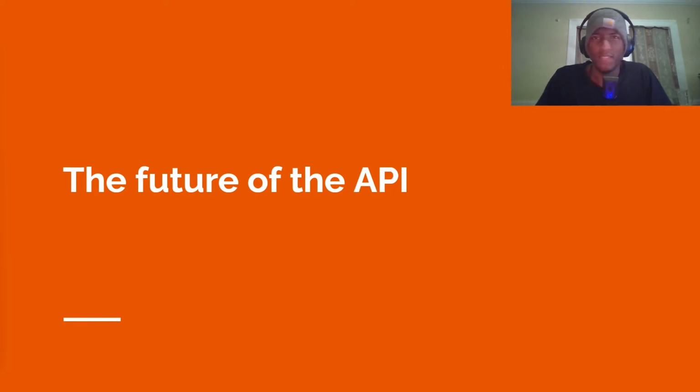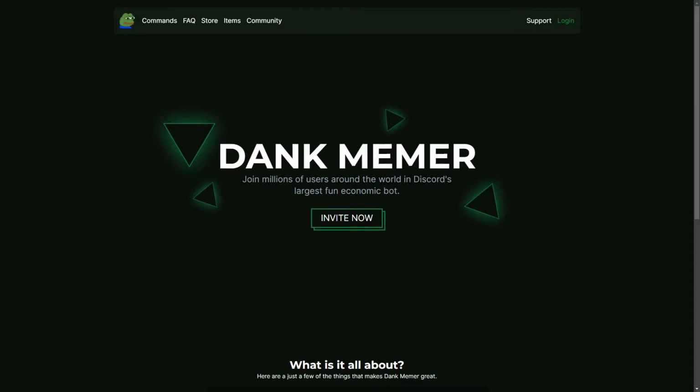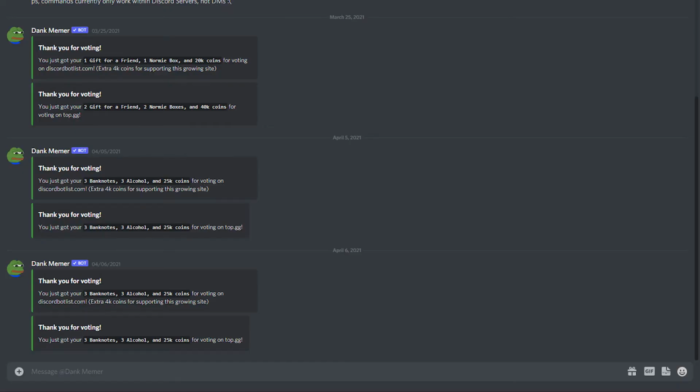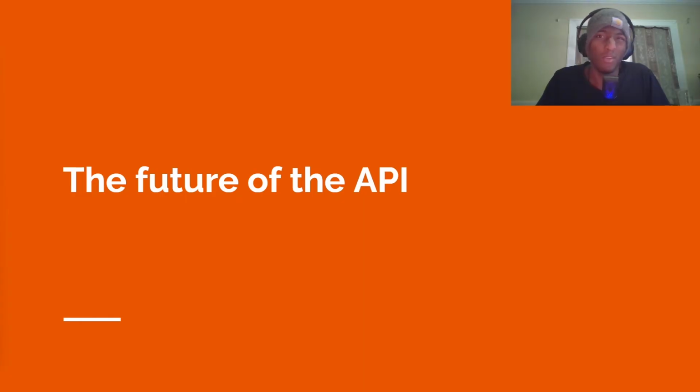Because I've seen plenty of bots that integrate voting really well within their services, such as Dank Memer. They even DM you when you have voted. So I think that could be a cool feature that people can add in on the API themselves.